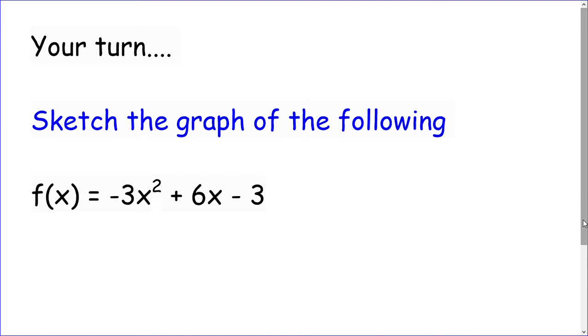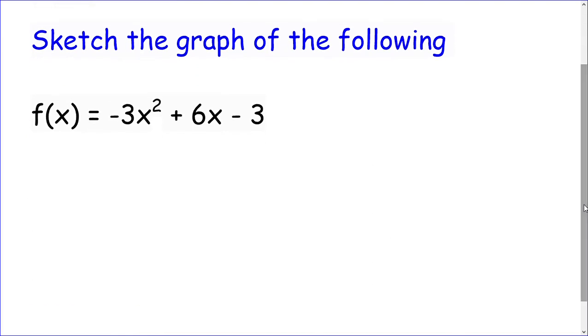Alright, so for our next part, we're going to sketch the graph of the following one. We're going to go through the same kind of principle. So I have f of x, and then again, I'm going to look for a common factor here. I can see that I can factor out a 3. I'm going to take out the negative with it as well because I want my x squared term to be positive if I can when I factor. Take out the 3, I'm going to have x squared minus 2x plus 1.